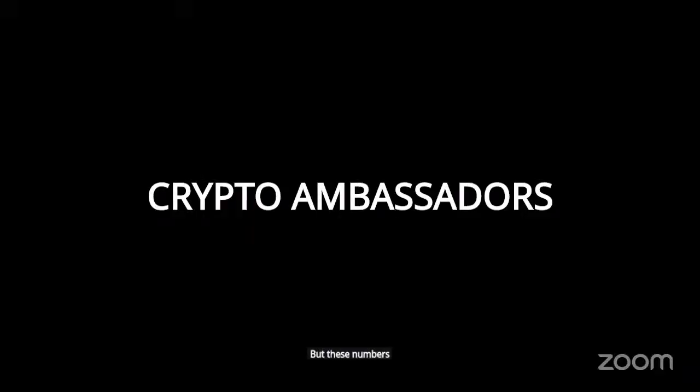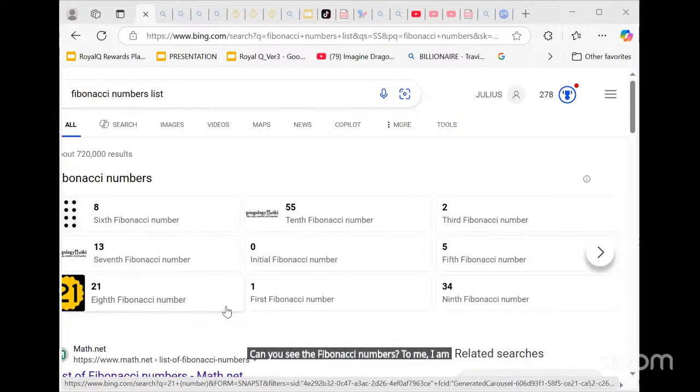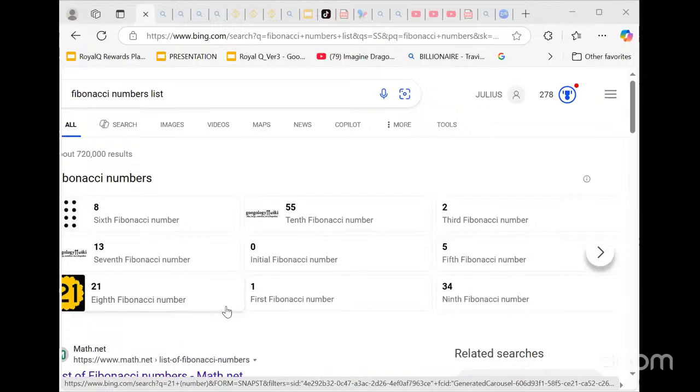Let me share again. Let me share the Fibonacci numbers. Can you see the Fibonacci numbers? So me, I am not going to go into numbers because I'm not even interested in them. I just need to know them.